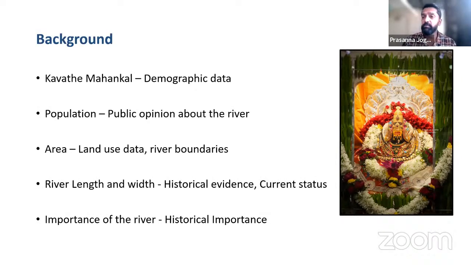And it also had some historical importance. The picture of the goddess that you see. So this idol was procured by a shepherd a few hundred years ago from the same river, and it is located on the banks of that river. And that gives this river some religious and historical importance as well.